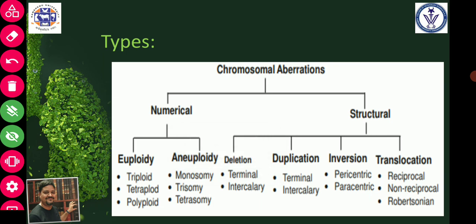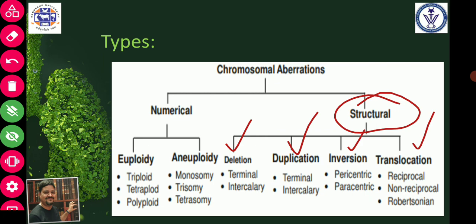There are mainly two types of aberration: numerical chromosomal aberration and structural chromosomal aberration. In this lecture, I will be focusing on structural chromosomal aberration, which has been further classified into four types: deletion, duplication, inversion, and translocation. These are the four main types of structural chromosomal aberration. And again, these types have been divided into different subtypes that we will be discussing in the later part of this lecture.